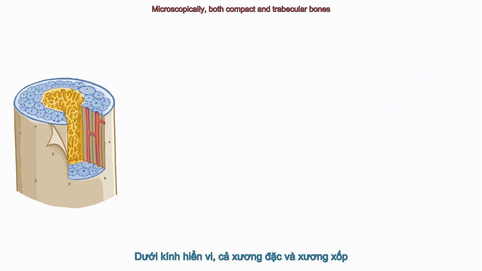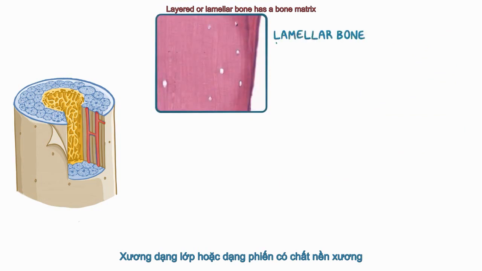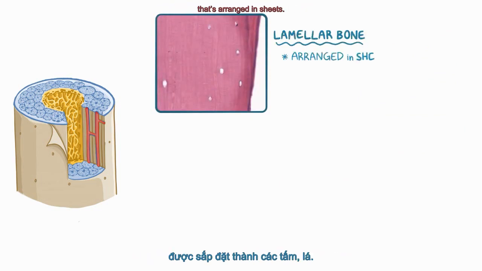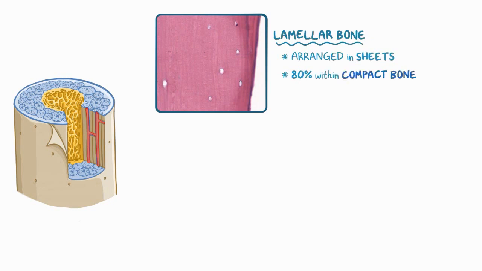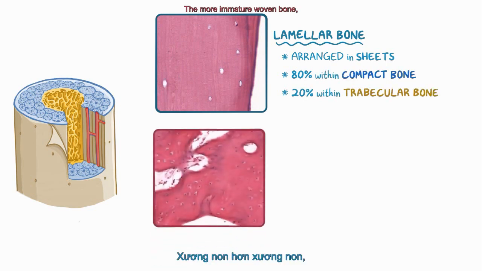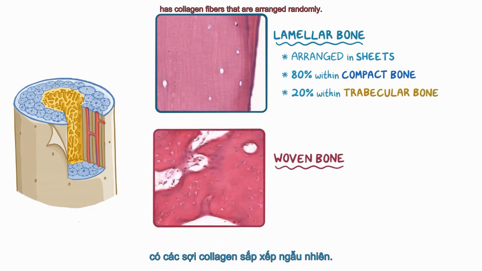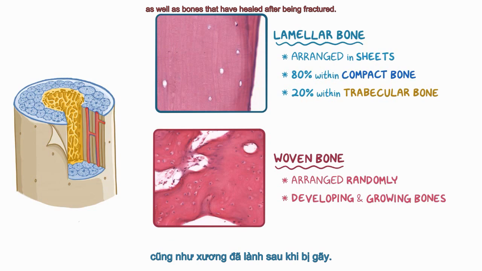Microscopically, both compact and trabecular bones will be arranged in two forms. Layered, or lamellar bone, has a bone matrix that's arranged in sheets. 80% of lamellar bone is found within the compact bone, and only 20% is found within the trabecular bone. The more immature, woven bone has collagen fibers that are arranged randomly. This form of bone is mostly found within developing and growing bones, as well as bones that have healed after being fractured.